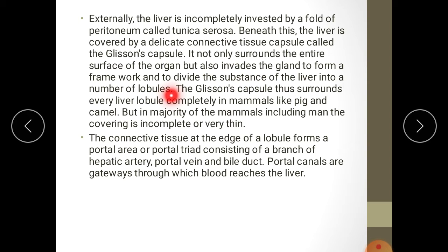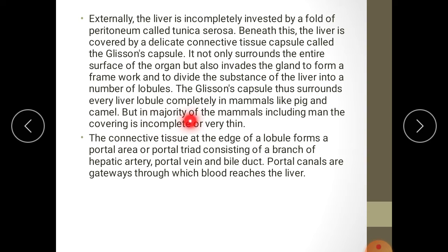So inside the liver, lobules are present. Around each liver lobule, again Glisson's capsule is there. Glisson's capsule is nothing but a connective tissue capsule. It is not only present outside the liver lobes, but also around each liver lobule. The Glisson's capsule thus surrounds every liver lobule completely in mammals like pig and camel.